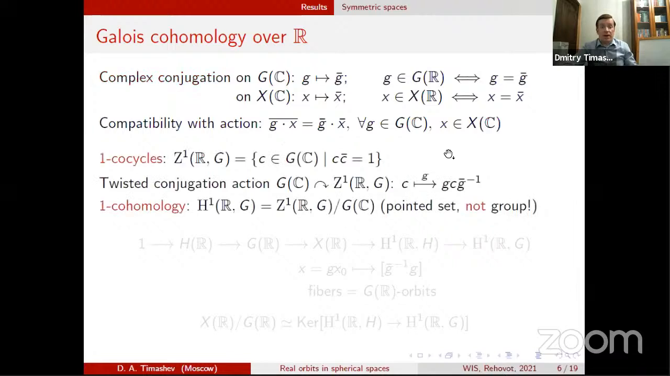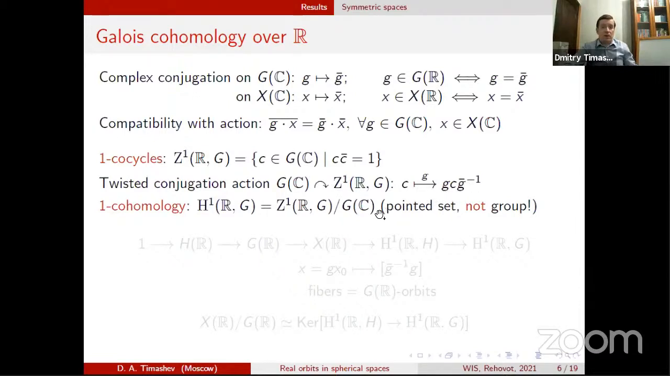So one defines the set of Galois cocycles of degree 1 over real numbers with coefficients in the acting group as the set of those elements in G of C which are inverse to their conjugates. These are Galois 1-cocycles. And on this set of 1-cocycles, there is an action of complex G by twisted conjugation. It differs from the usual conjugation by putting bar here. It is easy to see that the set of cocycles is preserved under this action.